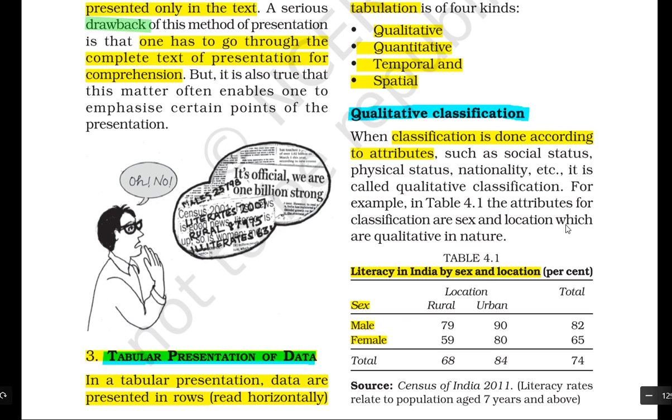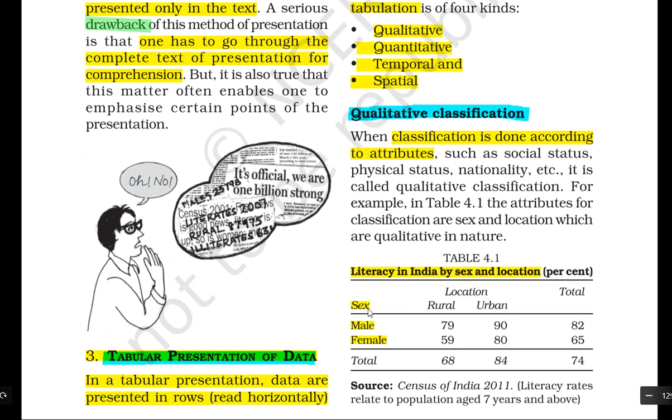Classification about sex and location is a qualitative classification. Here you can see table 4.1. What does it show? As I discussed, table 4.1 is the example of a table. It shows the literacy of India by sex and location in percentage terms. So you can see here in rows what we have written: male and female, and for column headings it is written rural and urban.